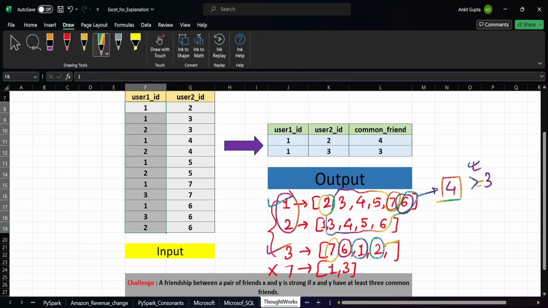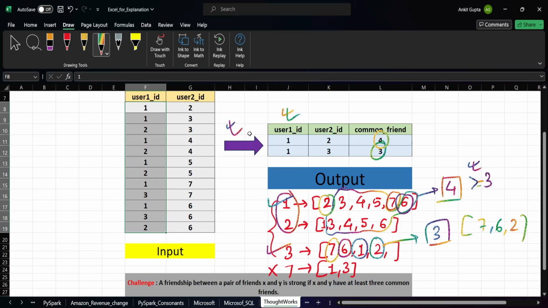Yes, we have 2. So we have 3 common friends, right? That is 7, 6, and 2. So that's why we can see 3 and 4 over here, right? I think the input is also clear. Output is also clear. Now, let's see how we can approach this problem.